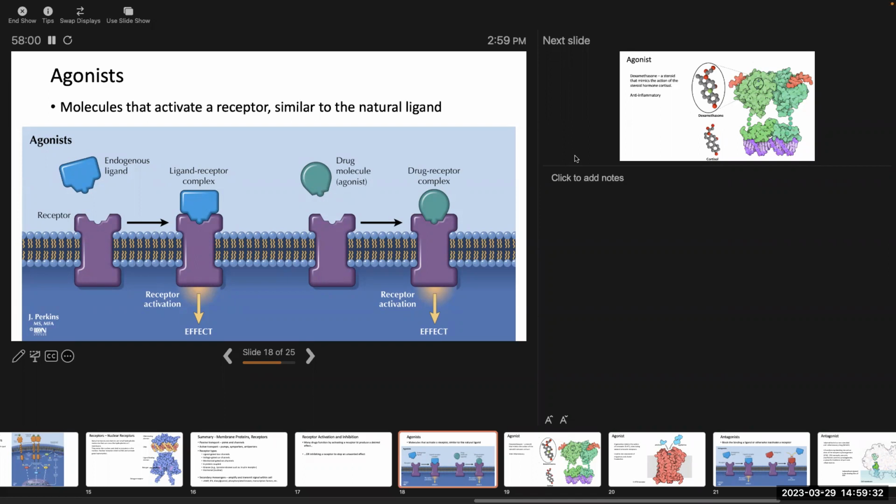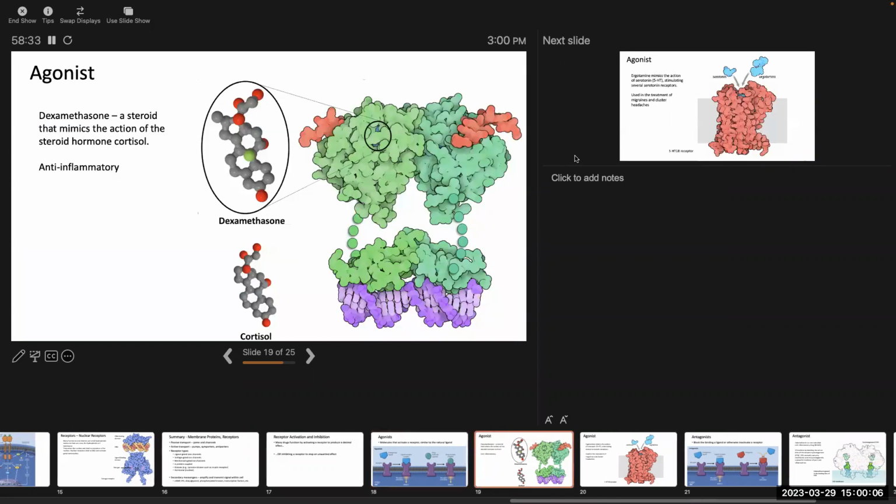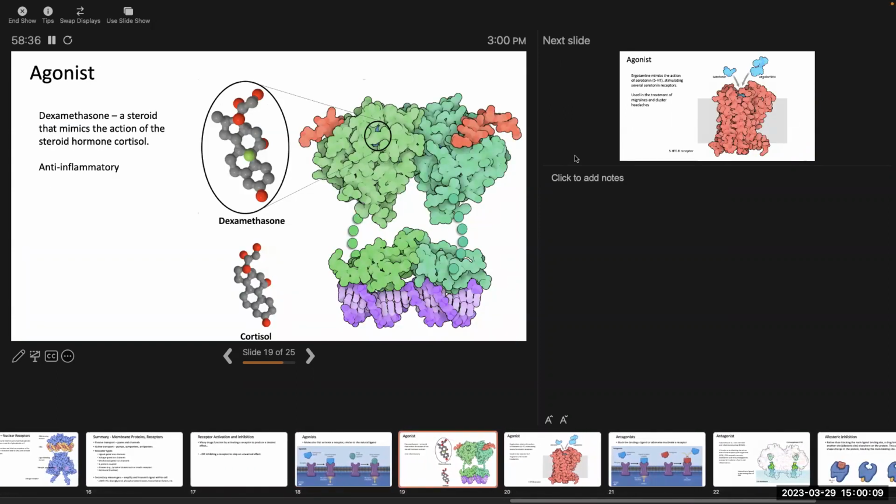So on the left, you see that blue thing, which is the endogenous ligand, the normal ligand that activates a receptor. You see it's got kind of a lock and key fit with that purple receptor. When the ligand binds to the receptor, it produces some kind of effect, shown by that glow and the little yellow arrow. But you can have a drug molecule that acts as an agonist, meaning it simulates the action of the endogenous ligand. So when that binds to the receptor, it has the same effect. It activates the receptor. So here's an example of a drug molecule that behaves as an agonist in the body.